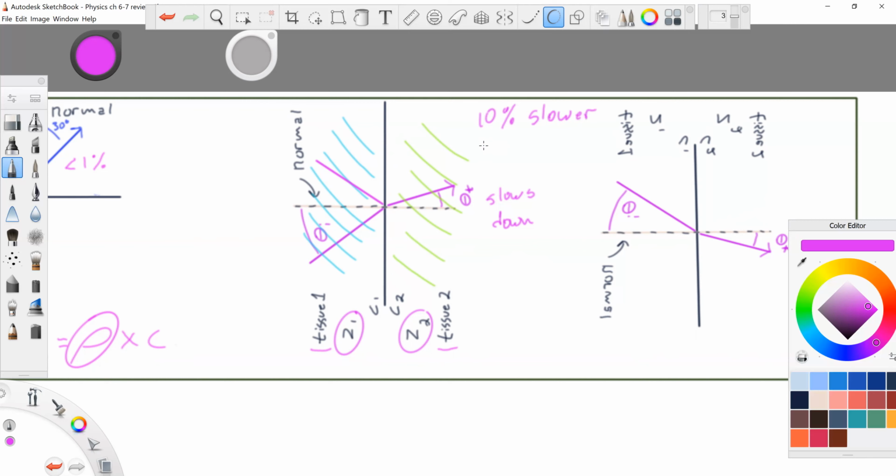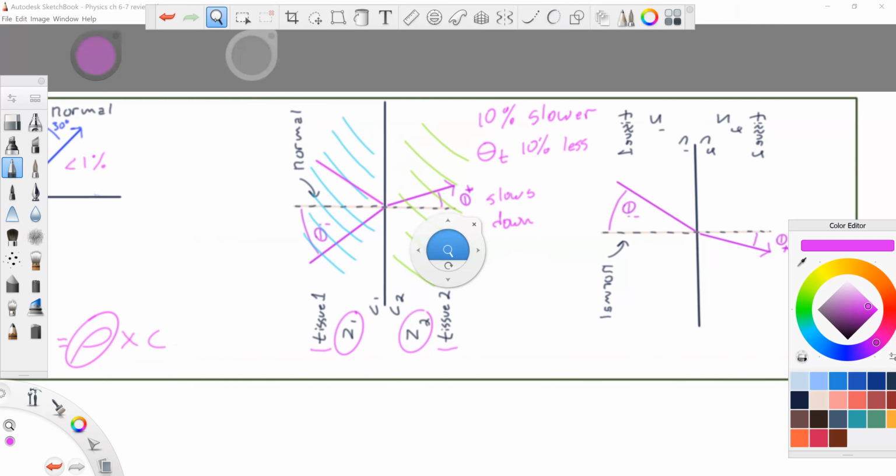Then, this is Snell's law, right? Then theta t is 10% less than theta I. So whatever theta I was, theta t is about 10% smaller. That is just a rule of thumb. It doesn't work perfectly, but it's just a rule of thumb.